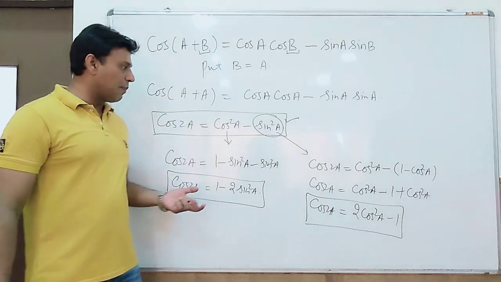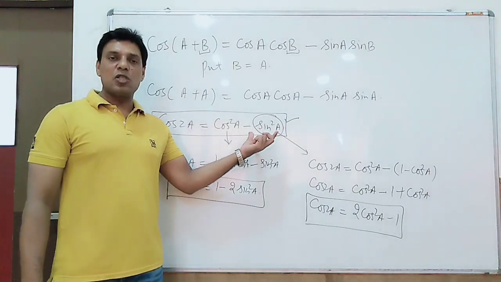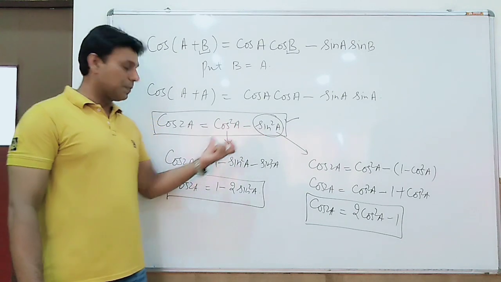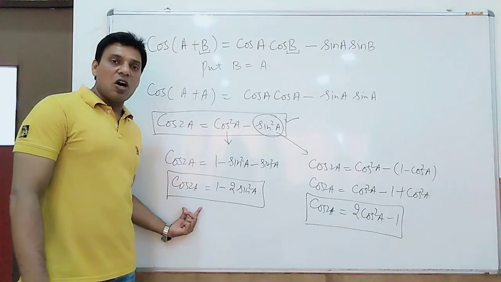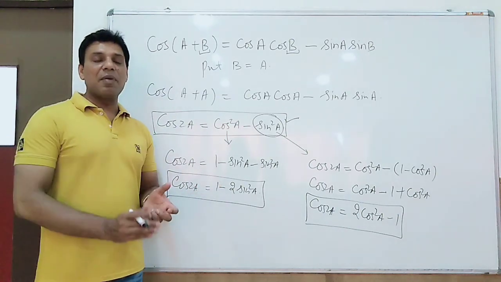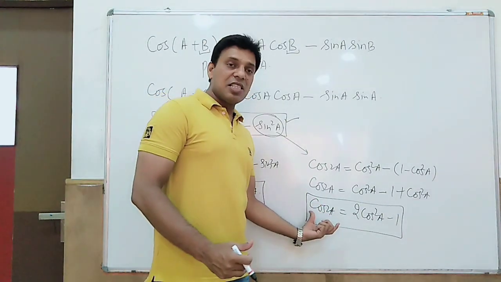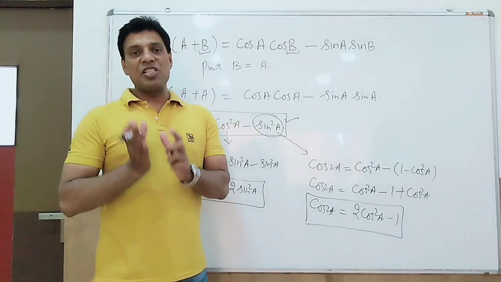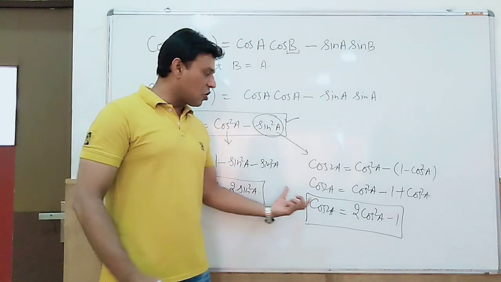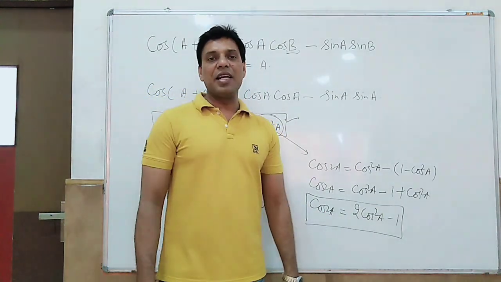But you have to keep in mind that cos 2a is cos square a minus sin square a, where both cos and sin are coming. But in this formula, cos 2a is equal to 1 minus 2 sin square a, we have only sin. Then this is the formula which is only in cos a: cos 2a is equal to 2 cos square a minus 1.